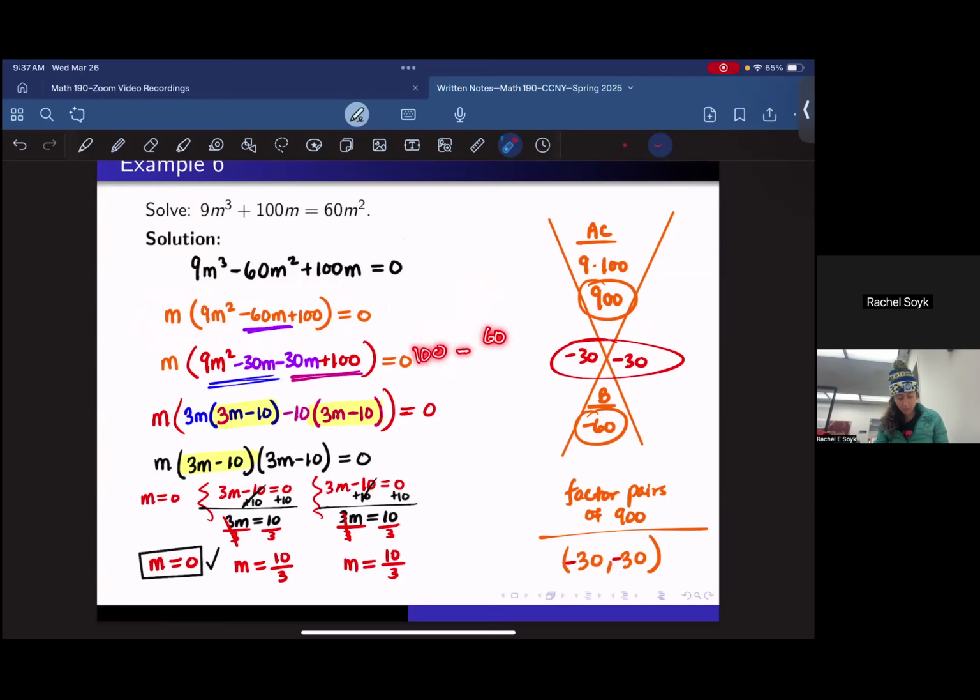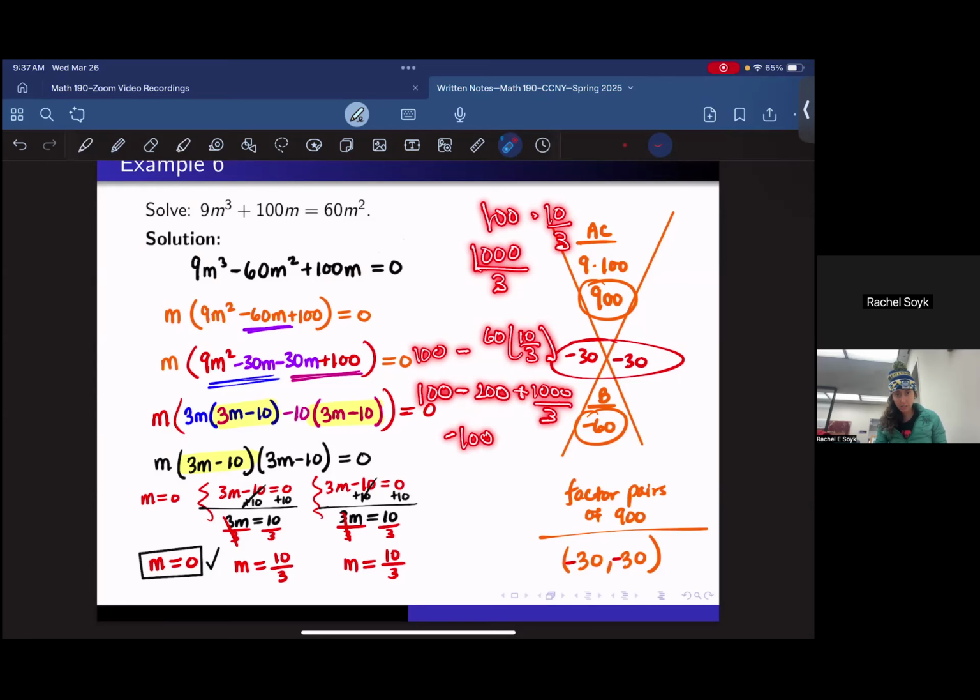And then we have 60 times 10 over 3, which is the same as 20 times 10, which is 200. So we have 100 minus 200. And then we have 100 times 10 over 3, which is the same as 1,000 over 3. So we have plus 1,000 over 3. 100 minus 200 is negative 100.